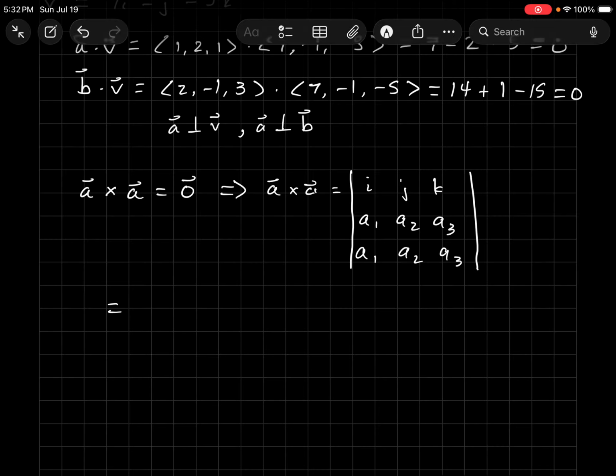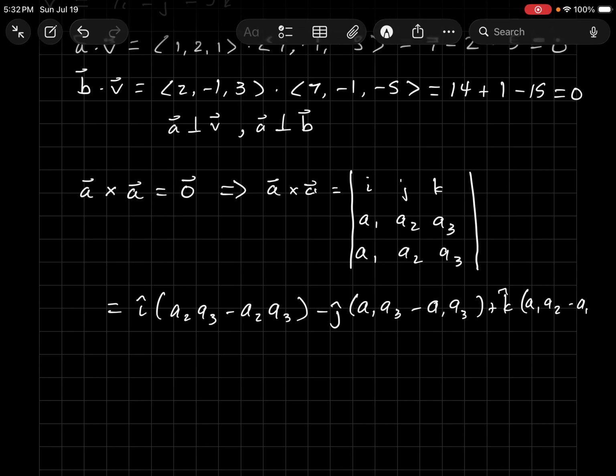And then doing the cross product. So it's I times A2, A3 minus A2, A3. I think you get the idea already. Minus J times A1, A3 minus A1, A3. And then finally plus K times A1, A2 minus A1, A2. And notice that we get 0i minus or plus 0j, doesn't matter, plus 0k.